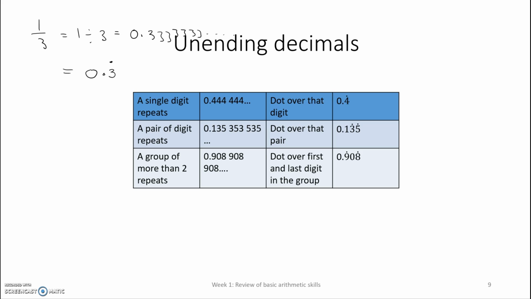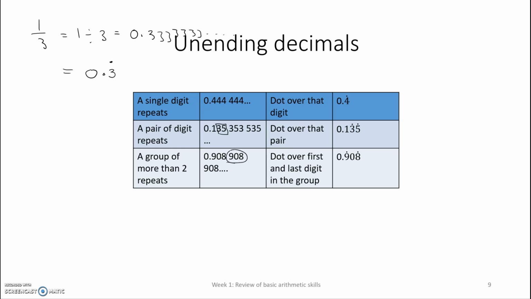Now, it becomes a little more tricky when you've got a pattern repeating. So there's a pattern. The 135 repeats, so that you'd put a... Oops, no, look at it more carefully. Actually, it's just the 35 that repeats. So we'd need a dot over the 3 and 5 to show the beginning and the end of the bit that repeats.